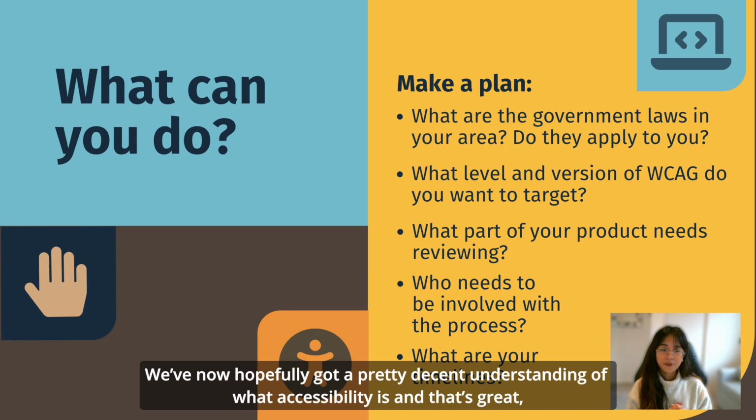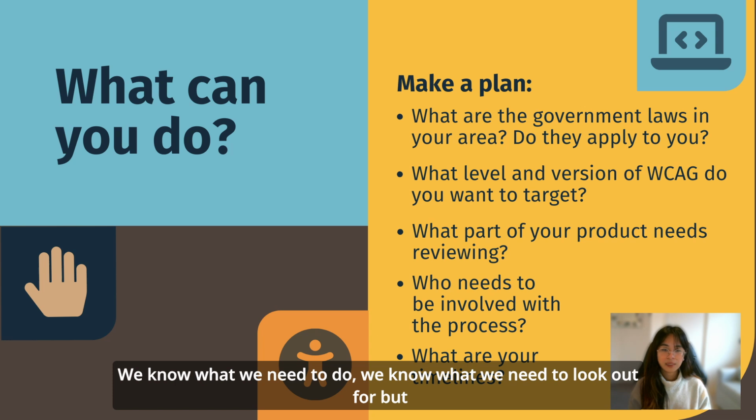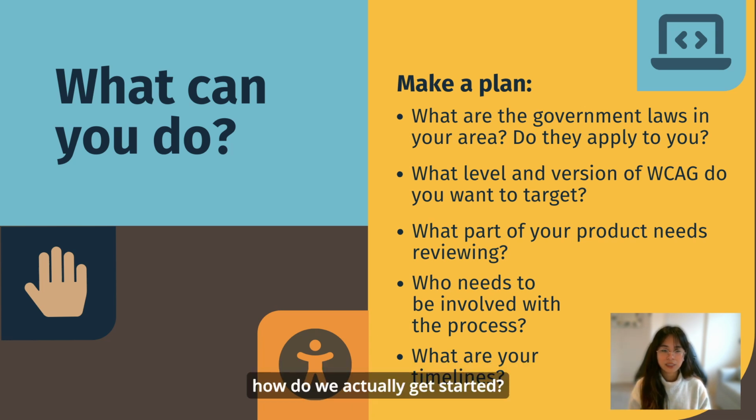And we've now hopefully got a pretty decent understanding of what accessibility is, and that's great. But the big question is, what can you actually do now? We know what we need to do, we know what we need to look out for, but how do we actually get started?